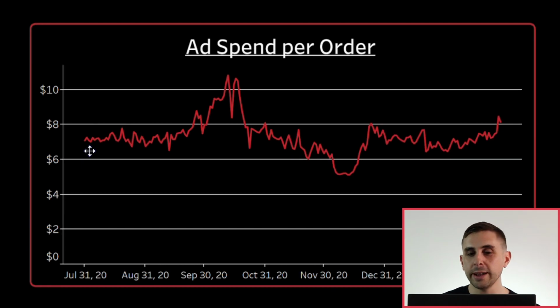Next, we have ad spend per order, and this looks very much like the ACOS chart. You can see that there was a general trend upwards towards September, and then it dipped down, and now it's been stable at around $7 in order to get a sale on Amazon.